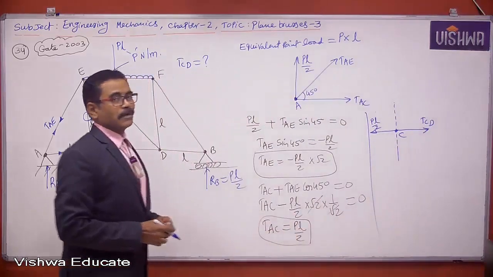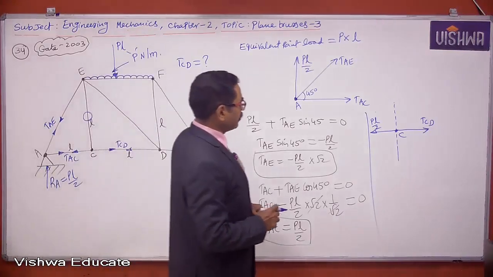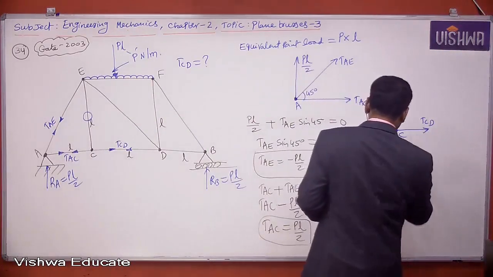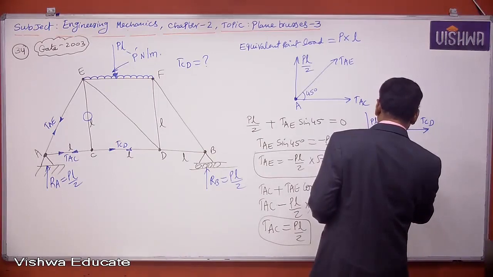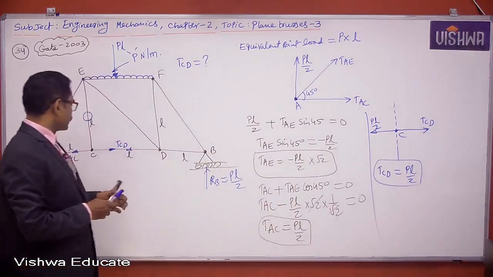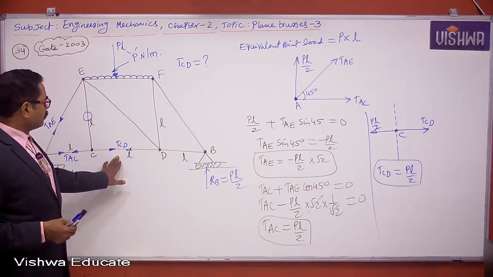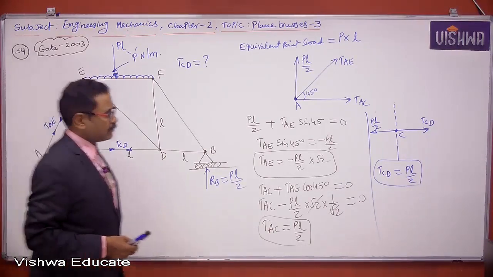What is TCD? Joint C is in static equilibrium, so sum of rightward forces equals sum of leftward forces. So directly I can write TCD is equal to PL by 2. This is the answer. So member CD definitely carries tensile force as I imagined, and it is equal to PL by 2. The answer is PL by 2. Please copy.